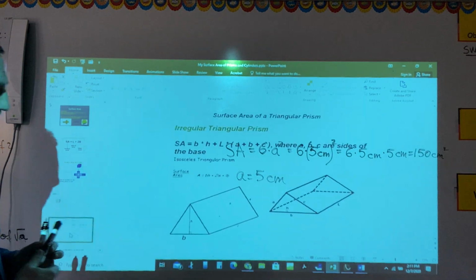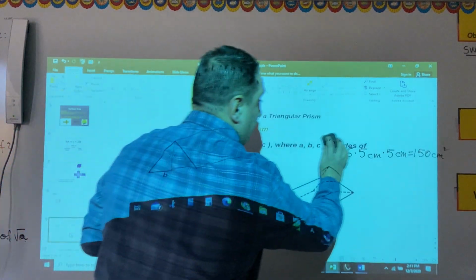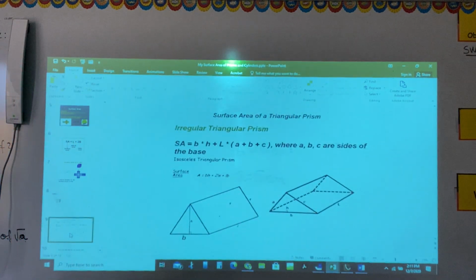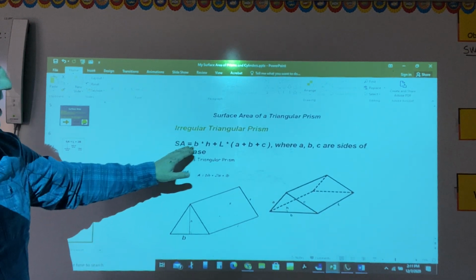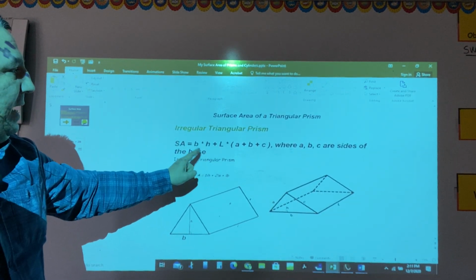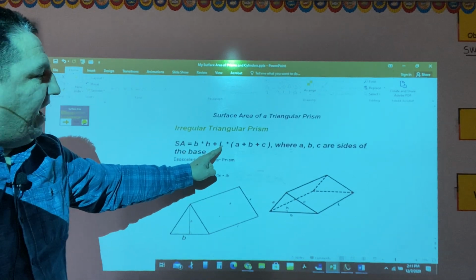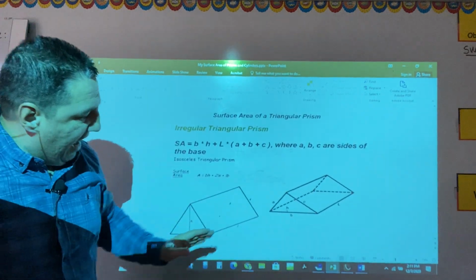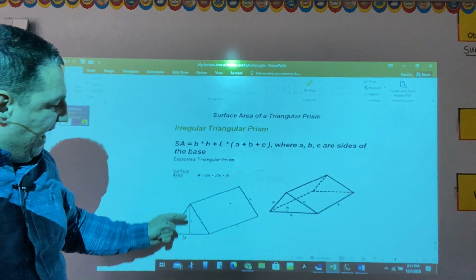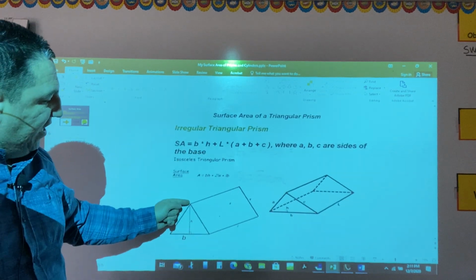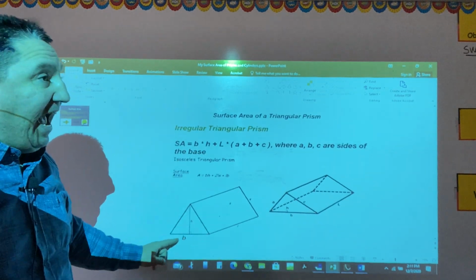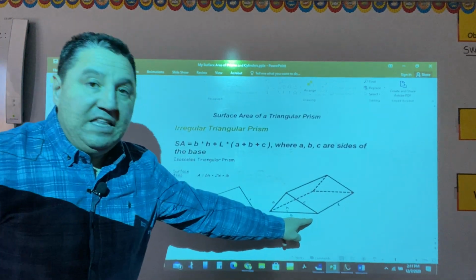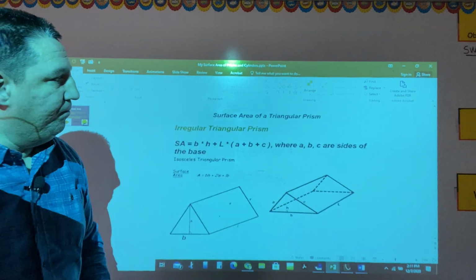What about triangular prism? For a triangular prism, surface area is given by this formula: B times H plus L times parentheses A plus B plus C, where, as we can see in both figures, H is the height of the triangle, of the base. B is the base of the triangle.